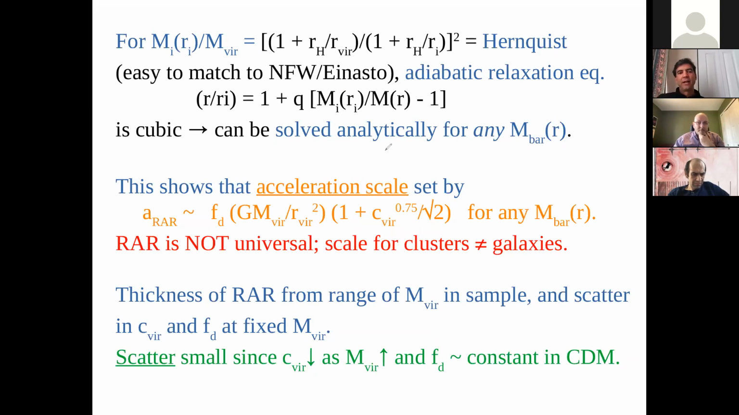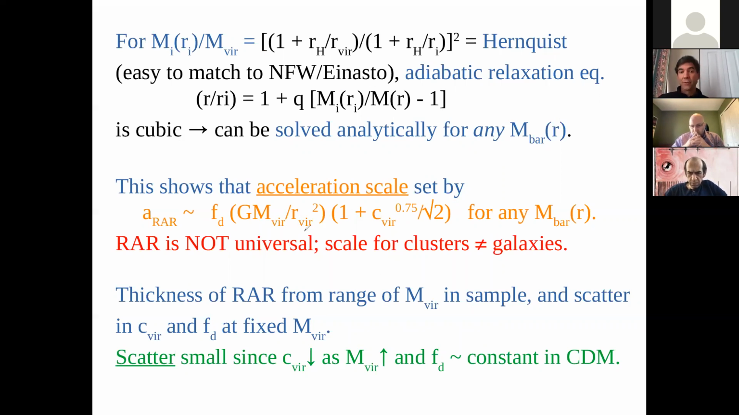Okay. And so in CDM, you're going to get small scatter just because when the mass gets big, the concentration gets small. And so these two conspire to keep the scatter small. And so that's why over the range of galaxy mass halos, it looks like a pretty tight relation.